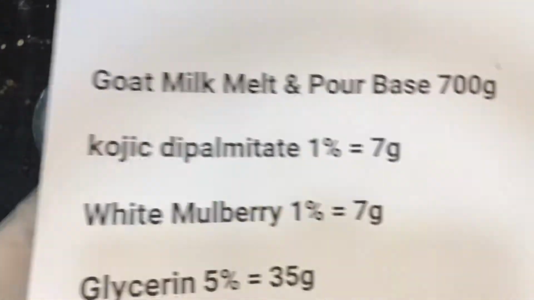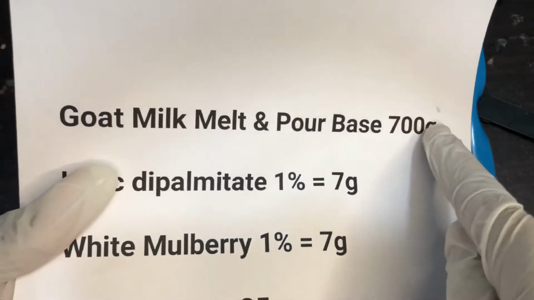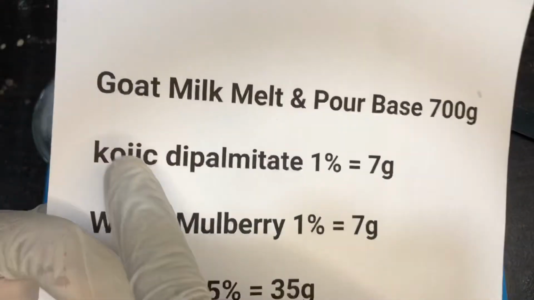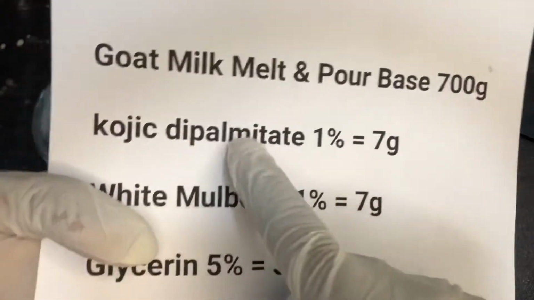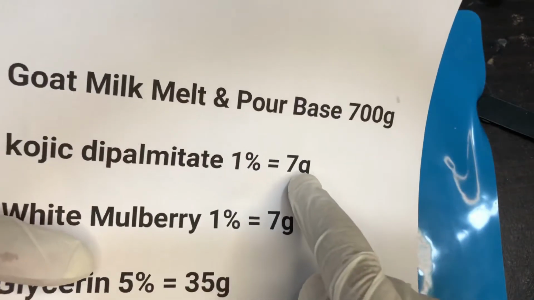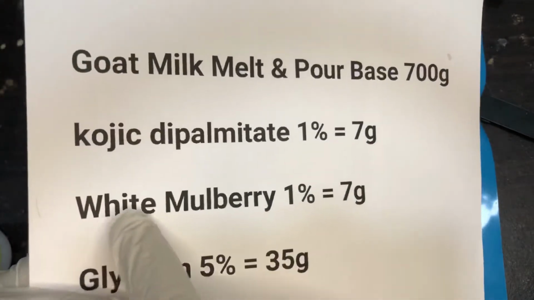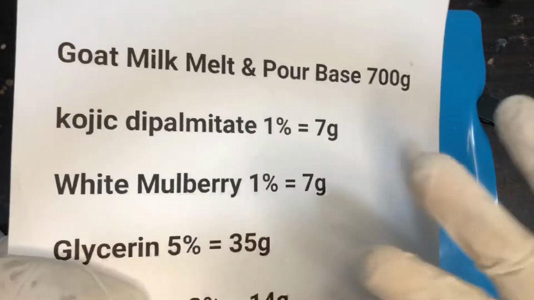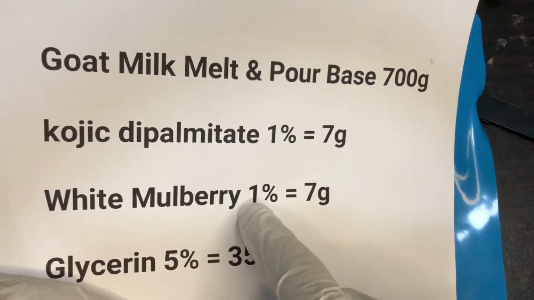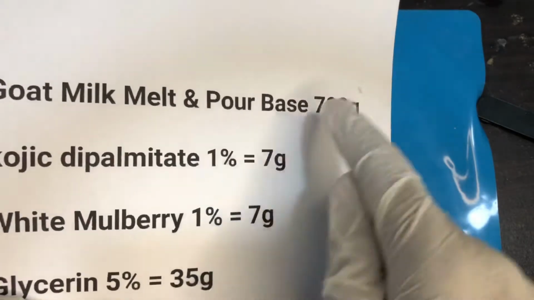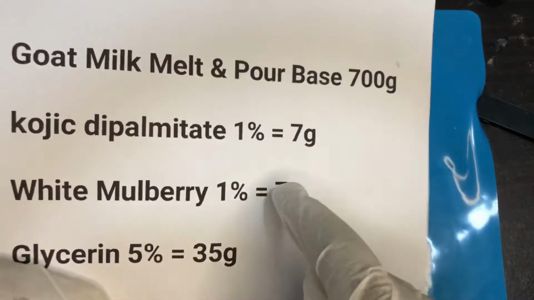We are making a total batch of 700 grams from a goat milk melt and pour soap base, and we will be adding 1% of kojic dipalmitate, which is 7 grams. We would also be adding white moonberry powder, 1%, which would also give us 7 grams.